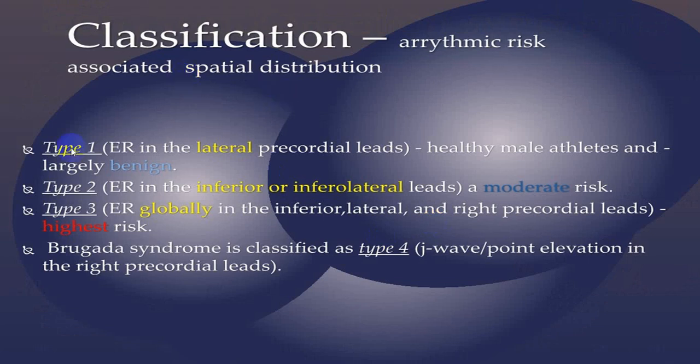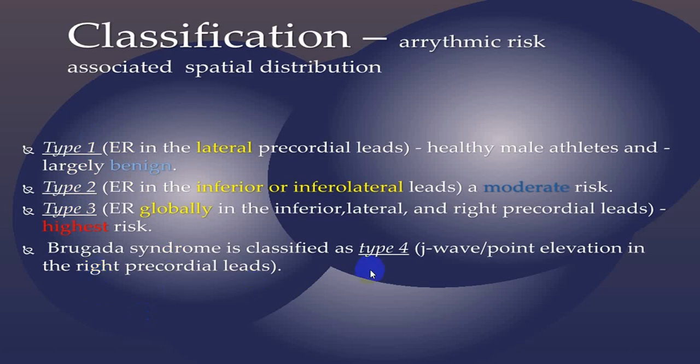You can classify into 4 types. Type 1, where you get early repolarization changes in lateral precordial leads, that is V4, V5, V6. It is benign and it is seen in male athletes. If you see it in inferior or inferolateral leads, there is a moderate risk of VT/VF, and that we put into type 2. If they are seen in inferior, lateral, as well as in V2, V3 and V4, they are at very high risk and high mortality. So type 3 is more dangerous than type 2, while type 1 is considered as benign.